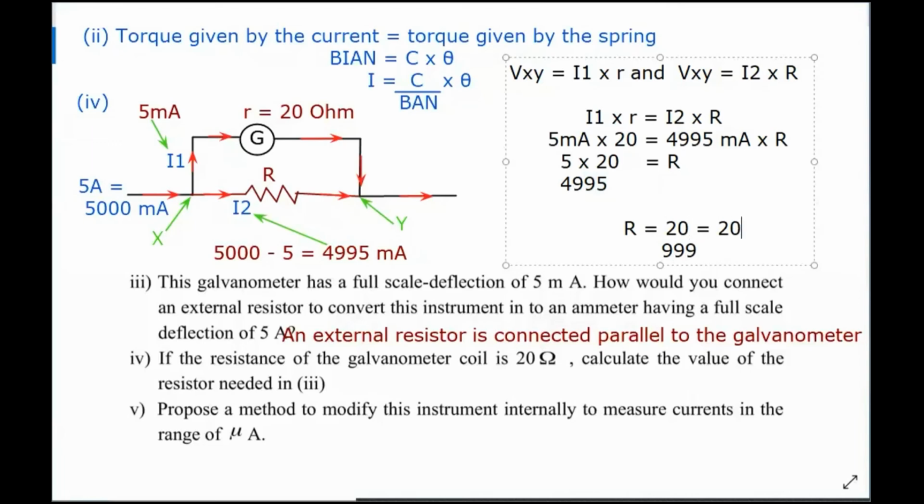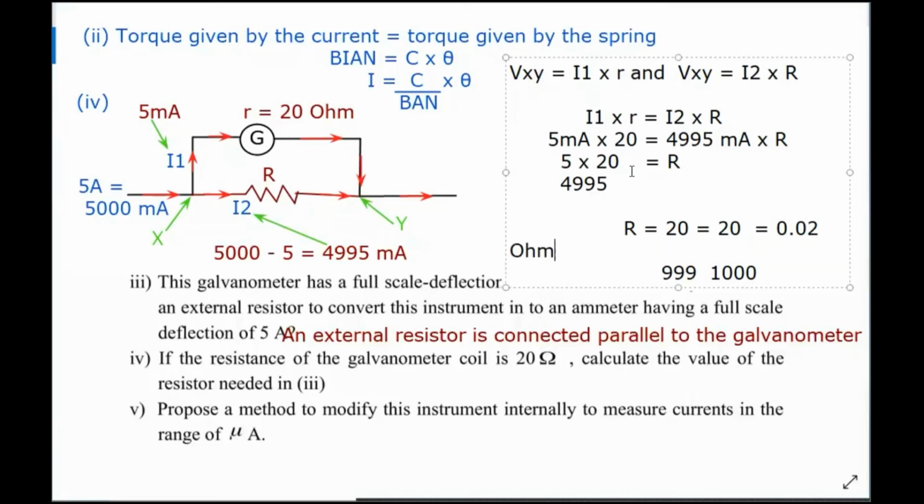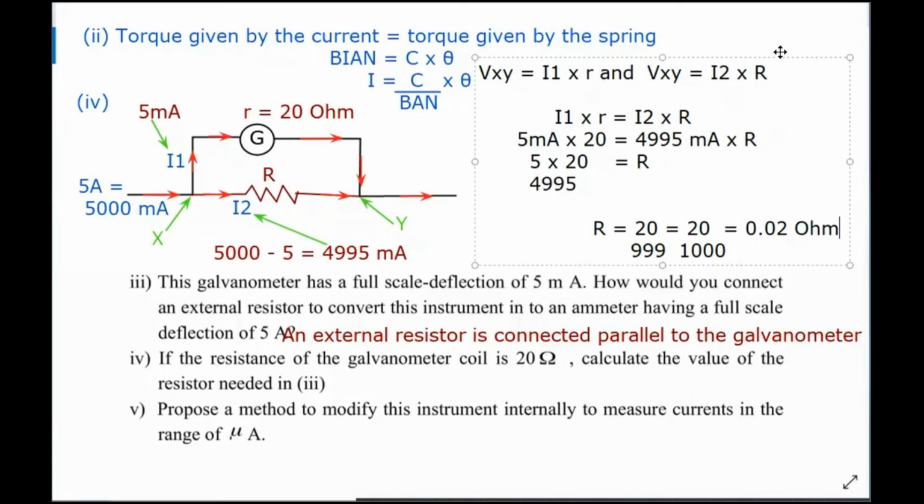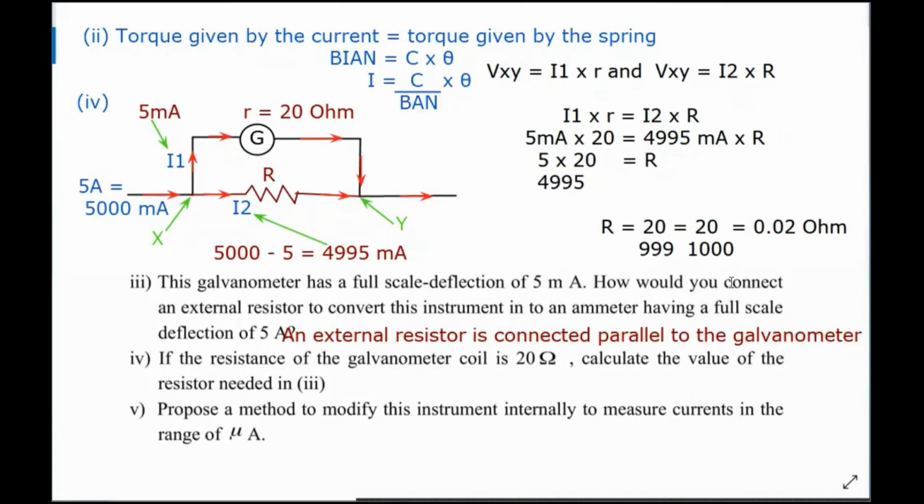999 is approximately 1000. So 20 divided by 1000, this 0 and this 0 cancel out, 2 divided by 100 means 0.02. No, only one 0 after the point, 0.2. The unit is ohm. This rounding off is okay even in the exam. So this is the external resistor that you want to connect. Please complete the answer for Roman number 4, dear. Lamai, complete it.